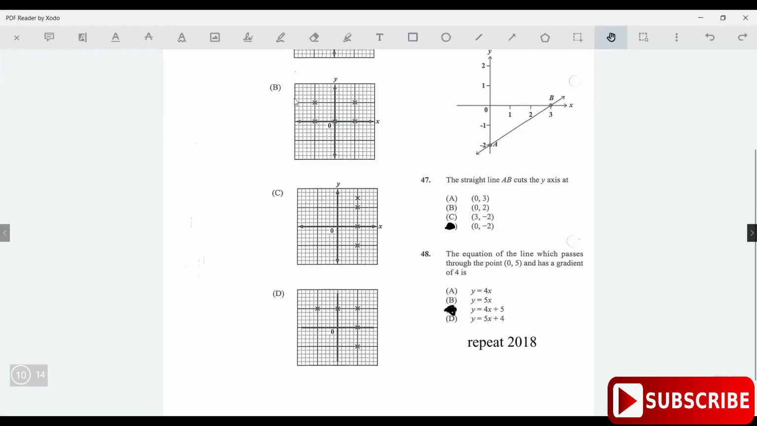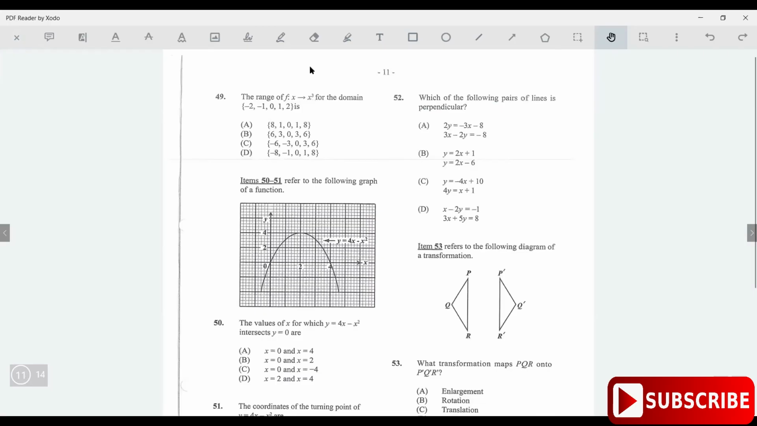All right. Find the range of f of x being x cubed. Now minus 2 cubed is minus 8. Minus 1 cubed is minus 1. So that is that. Easy. Looking at this now, they said this refers to this graph. Find the values of x for which y equals 4x minus x squared intersects y equals 0. It intersects y equals 0 right here, the two roots. And so that's x equals 0 and x equals 4.